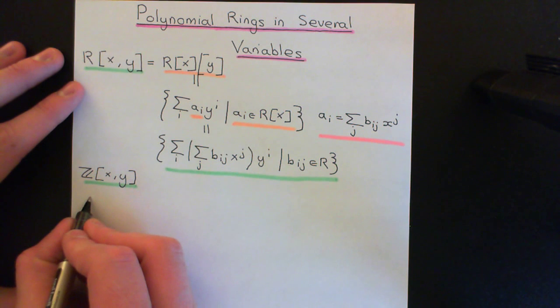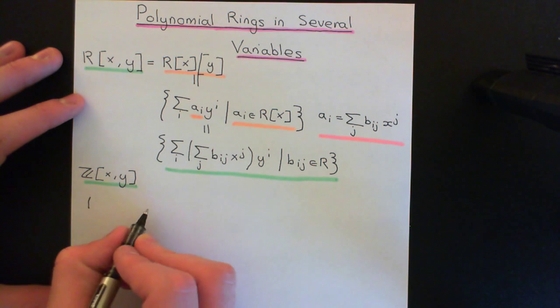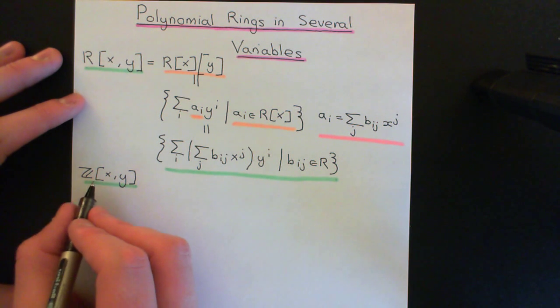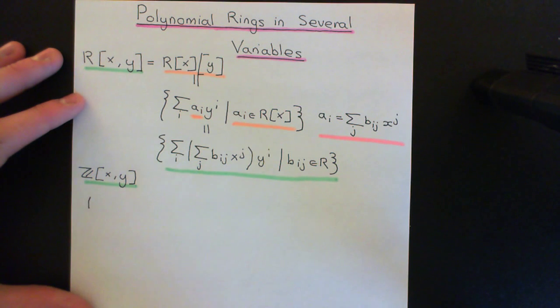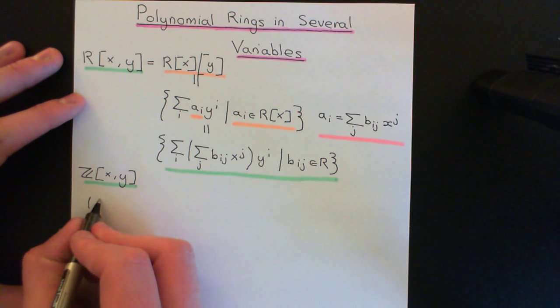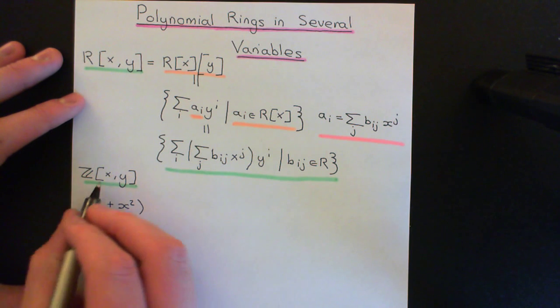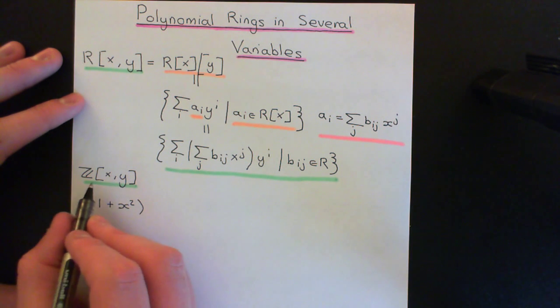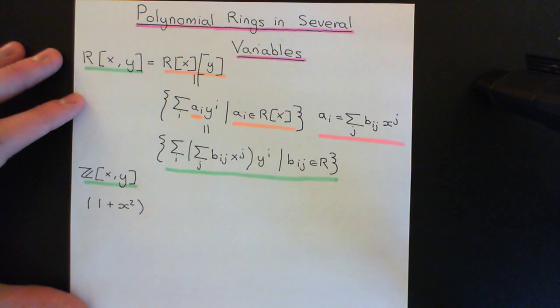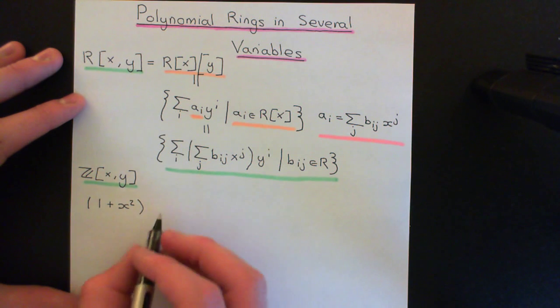So the constant term, let's start off with the constant term. Well, the constant term will be a polynomial in the indeterminate x with coefficients in the integers. So let's just make one up. What about having 1 plus x squared? That's certainly a polynomial in the ring of polynomials in the indeterminate x over the integers. Okay, so that will be our constant term here.